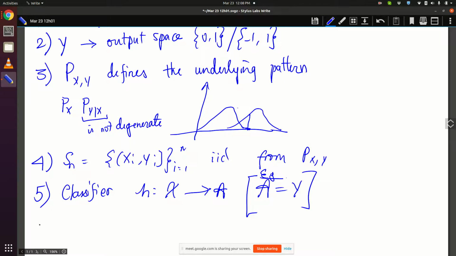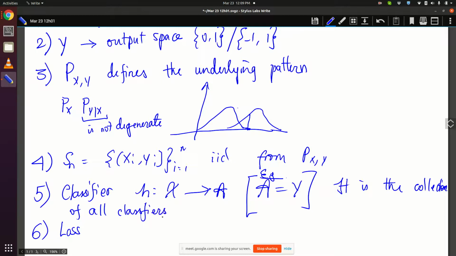Number 6, we have a loss function. The classifiers themselves come from a hypothesis bag. H is the collection of all classifiers.